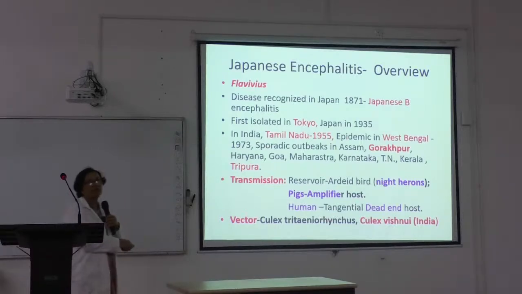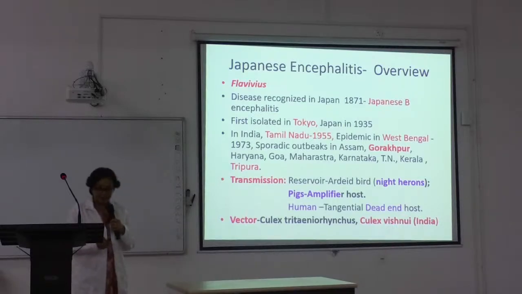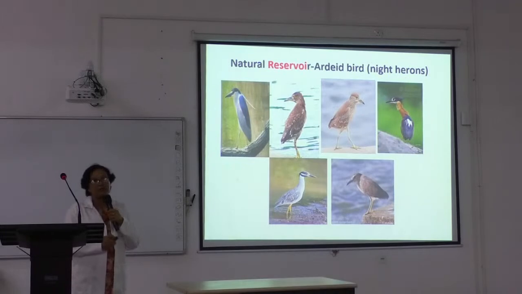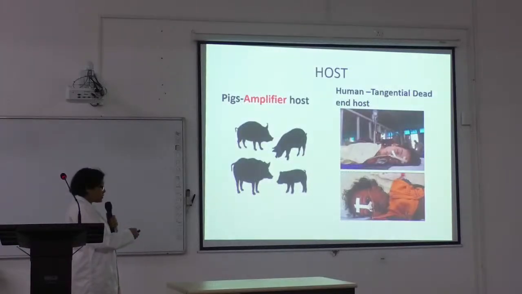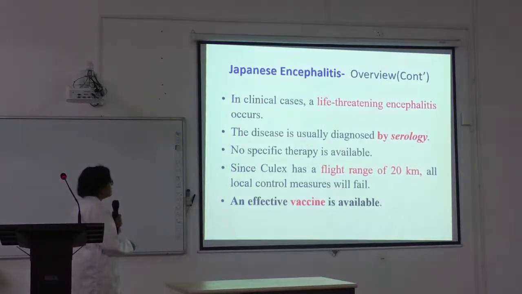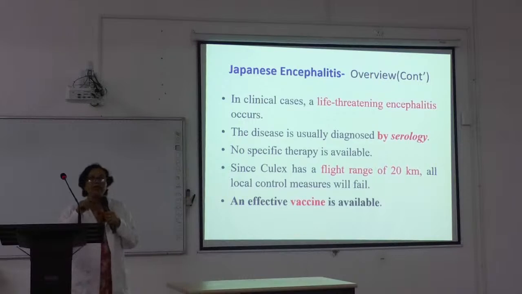The vector is also asked, what is the vector? Culex tritaeniorhynchus or Culex vishnui. In India it is Culex vishnui. These are the birds which are the reservoir. These are the amplifier host, and this is the victim, you can see. Mosquito control is done everywhere, but here it is of no use as the mosquito can fly more than 20 kilometers.